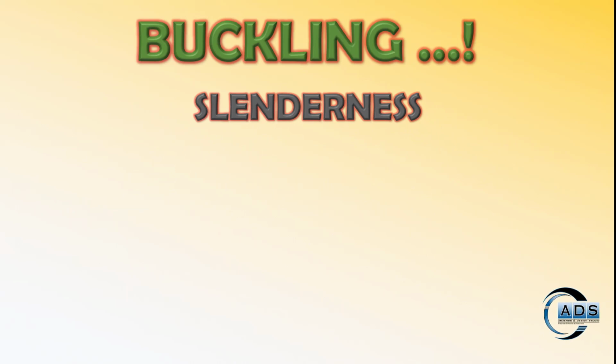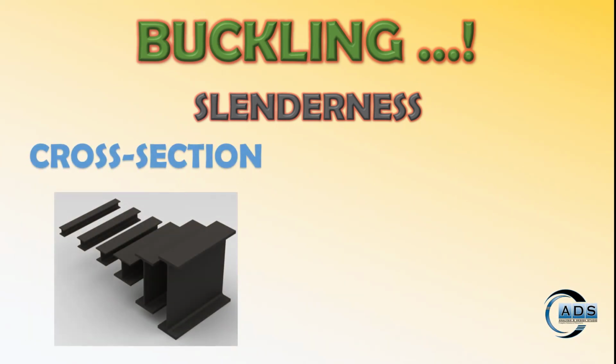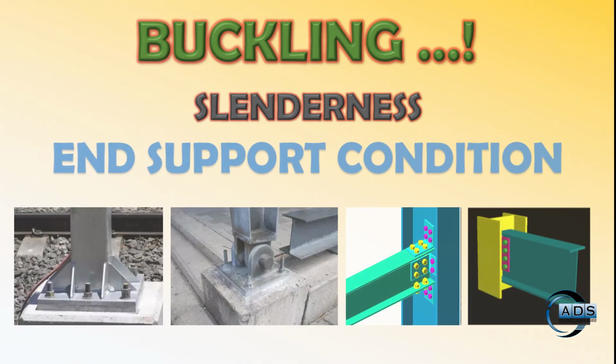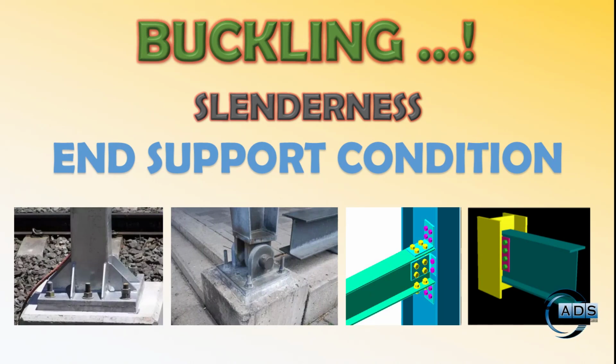Buckling is not only dependent upon how thin or thick the cross section of the column is, but it is also dependent upon the unbraced length of the column. There is another factor on which buckling is dependent, and that is the support conditions of the column at its ends.